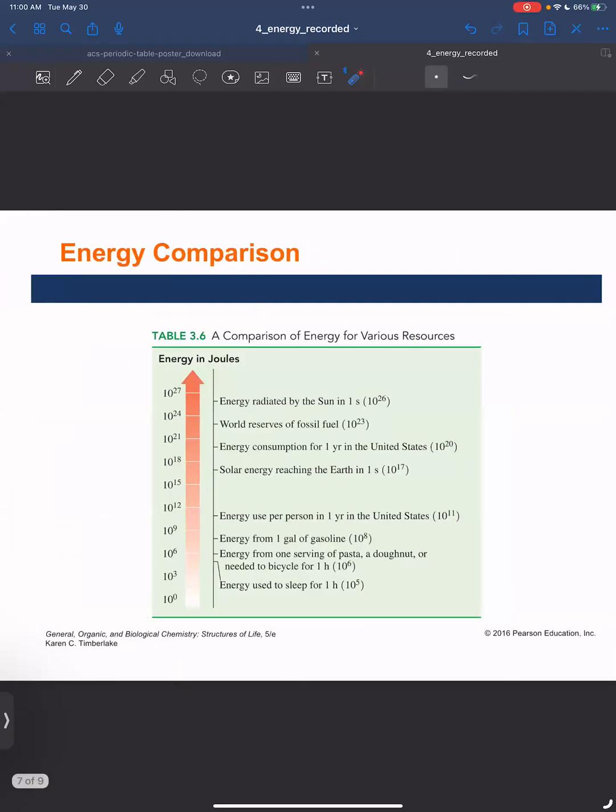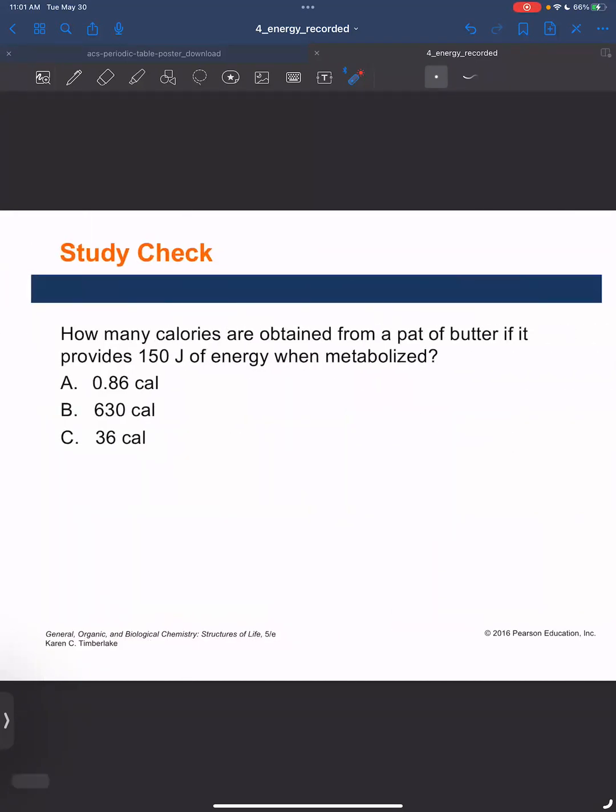This table here shows you a comparison of energy for various resources in joules. This shows you, for example, energy radiated by the sun in 1 second. It's 10 to the 26 joules of energy. Versus, for example, energy used to sleep for 1 hour, 10 to the 5th joules of energy. All right, well, go ahead and pause the video, try the study check on your own, and then come back and check your work with me.